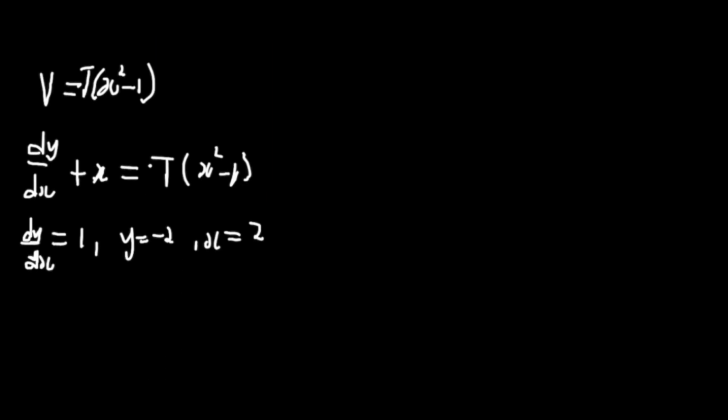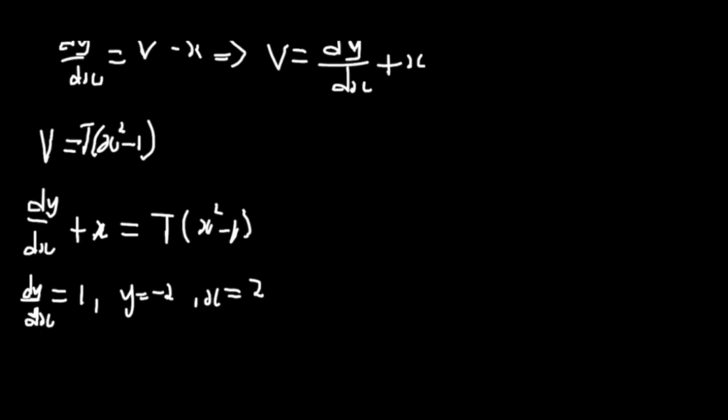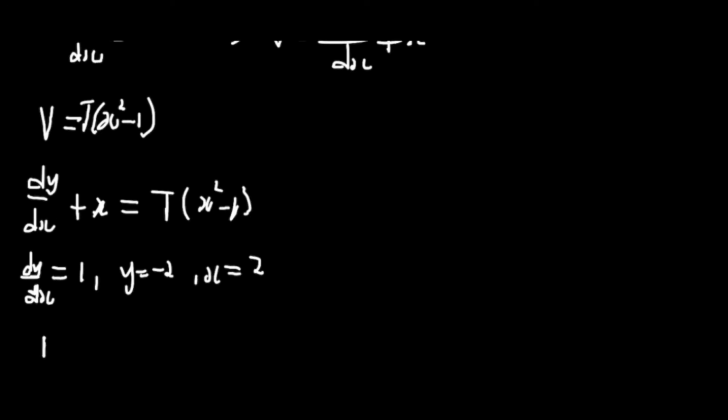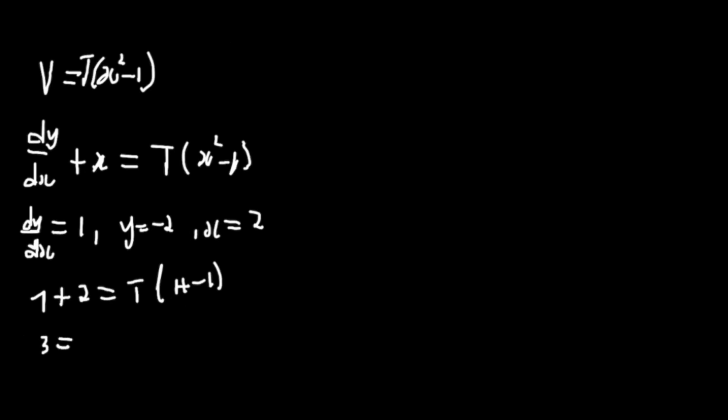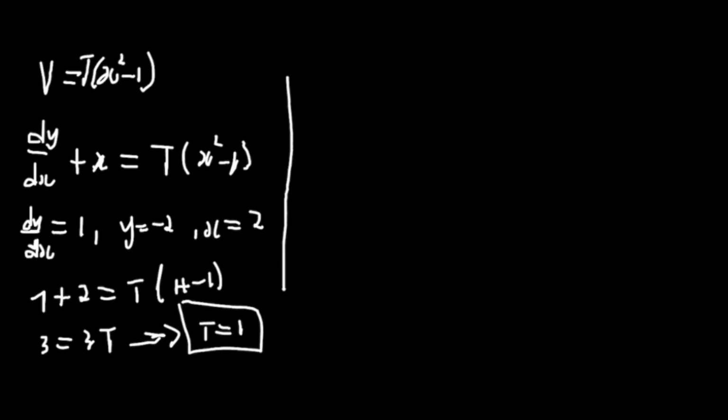Now if we apply that here, because we've noticed that our v is dy dx plus x, we're going to have 1 plus our x is 2, so this will give us 3, equals t into 2 squared, which is 4, minus 1, so this implies that 3 should be equal to 3t. So this implies that our t is 1. Great, t is 1. So now it means that our v will simply be x squared minus 1.